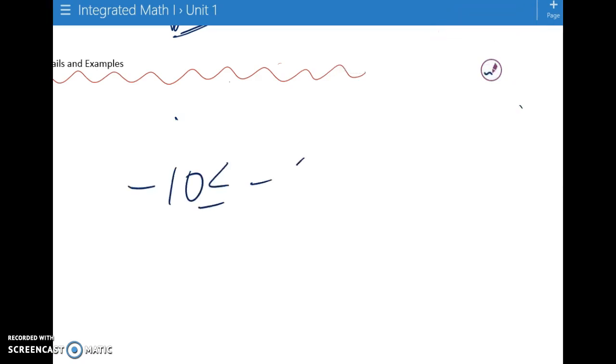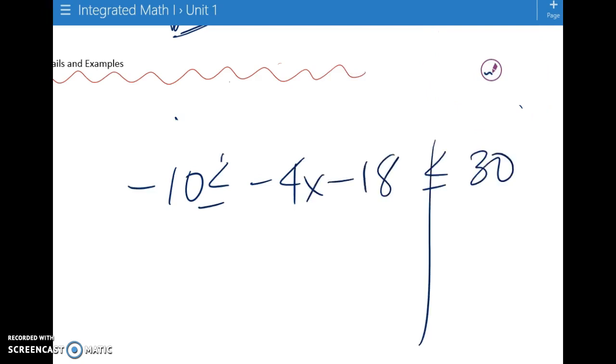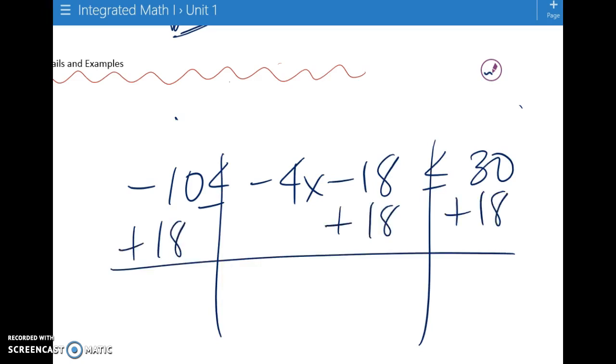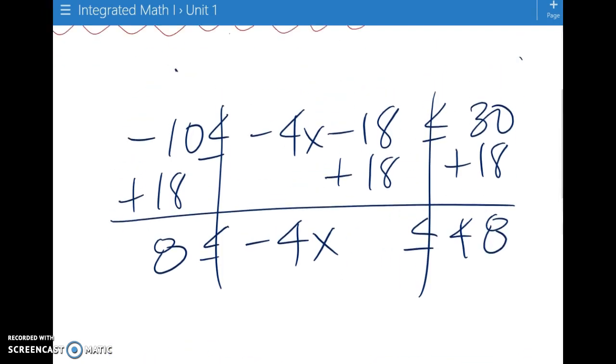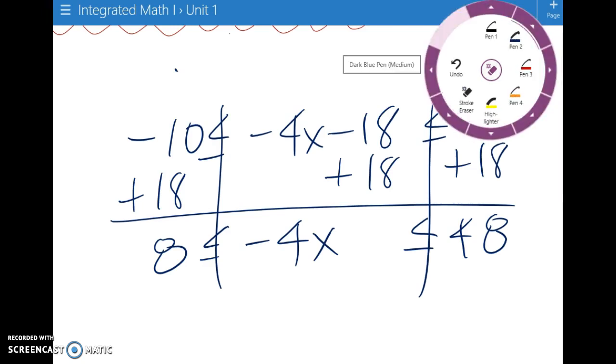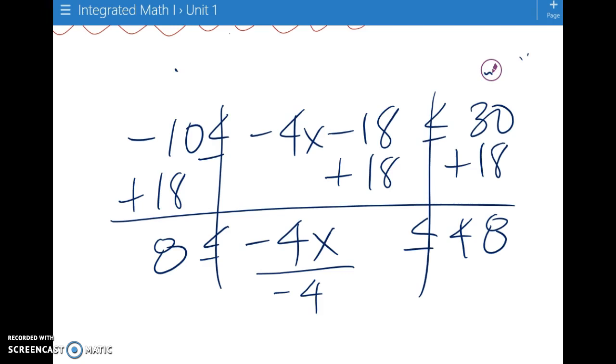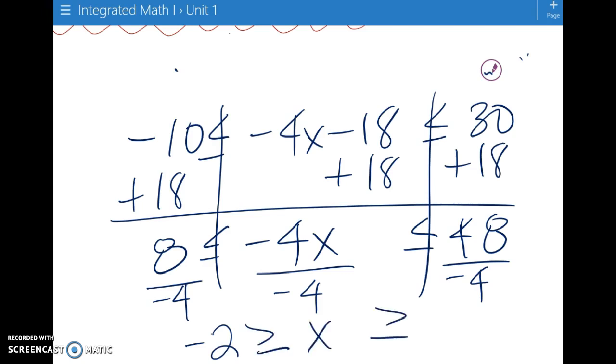Negative 10 less than or equal to negative 4x minus 18 less than or equal to 30. Go ahead and get rid of the 18 by adding it on all sides. 8 is less than or equal to negative 4x less than or equal to 48. Then I have to divide everything by negative 4. Now since I'm dividing by a negative, we have to do what? Flip the signs. So I get negative 2 is greater than or equal to x greater than or equal to negative 12. And there you go.